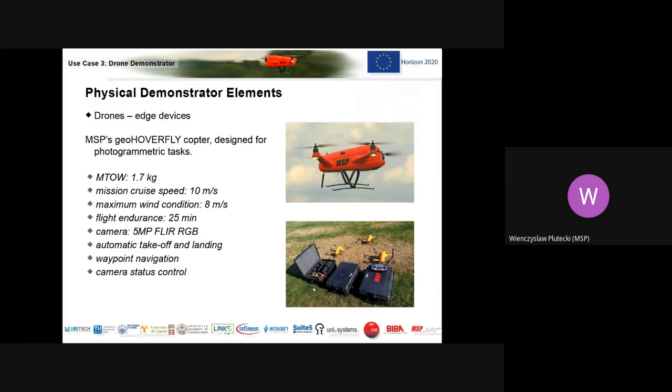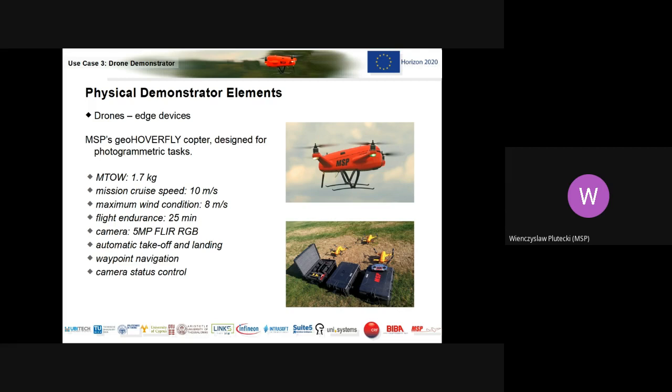This is the drone which was used for our tests. This is the Geo-Hoverfly copter, designed specially for photogrammetric tasks. It is light. You see that it is below 2 kilos, about 1.7 kilos, but very brave in the air. It can fly during the mission with a speed of 10 meters per second, and can stand wind conditions up to 8 meters per second. These are limitations concerning the flight with acquiring images, because it can fly, of course, with much stronger wind, but we must pay attention that the images are of good quality.